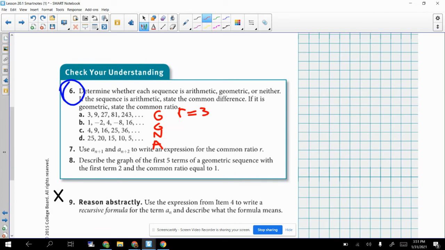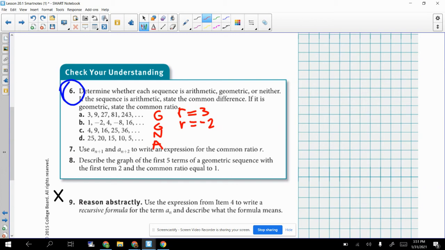B is actually also geometric, and as soon as you see those alternating signs, a positive, a positive, a negative, you know your common ratio is probably going to be negative. And then what they're multiplying by is negative 2. 1 times negative 2 is negative 2. Negative 2 times negative 2 is 4, and so on and so forth. Okay.